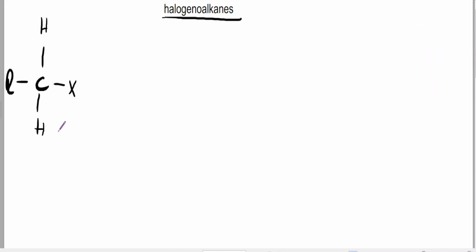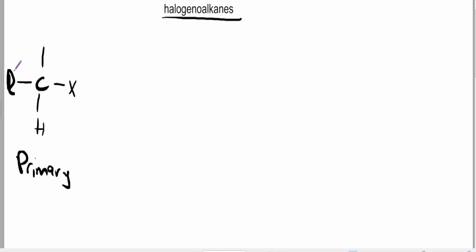Now, there are three types of halogenoalkanes that you need to know. First of all, what I have right here is a carbon bonded to two hydrogens, and X is a halogen. It can be chlorine, bromine, or iodine, it doesn't really matter. But the point I'm trying to make is that I have one R group attached to this carbon atom, which also has a halogen attached. So, when this carbon has one R group, it is said to be a primary halogenoalkane.